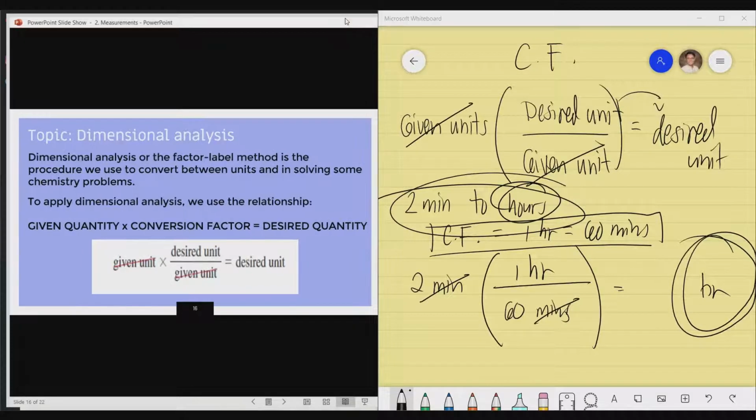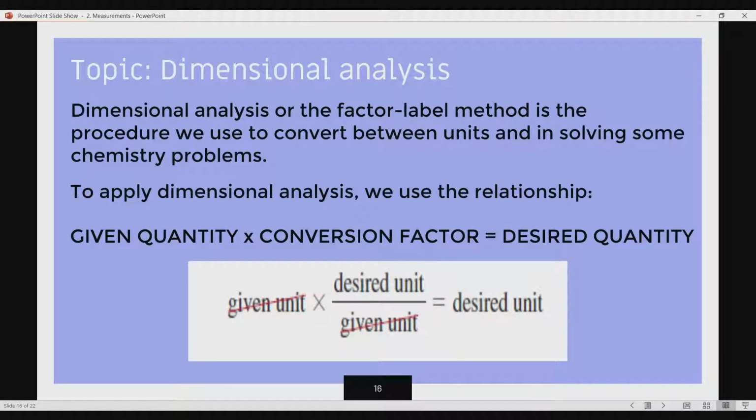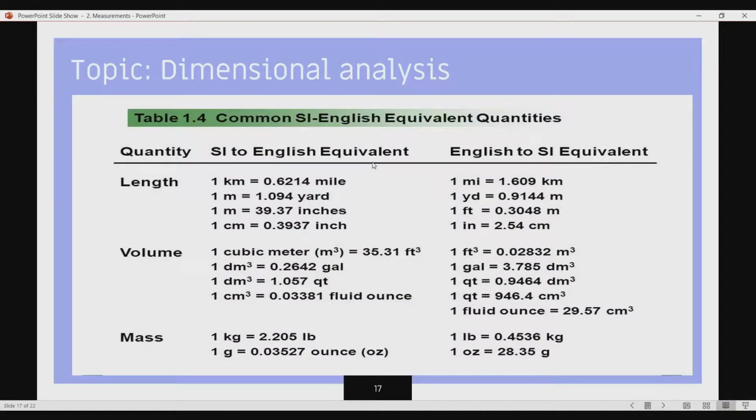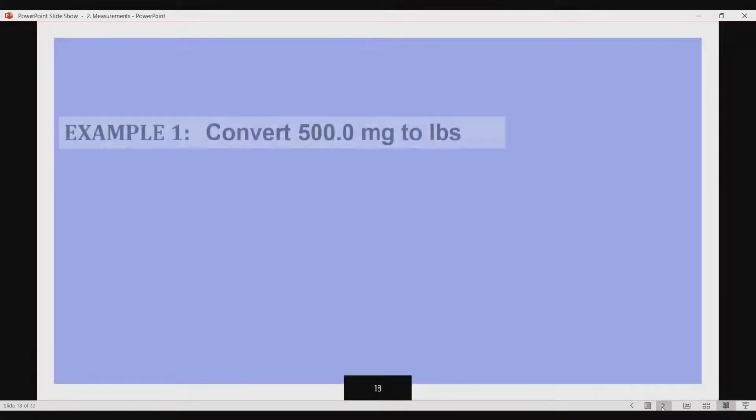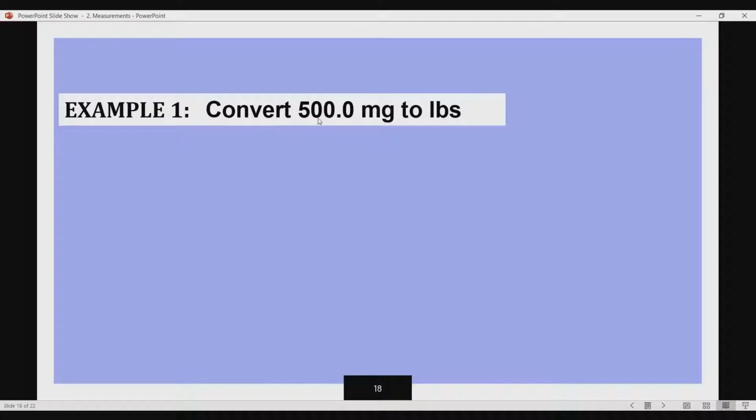Let me show you some series of examples. Okay? So, before that, sorry about that, let me just show you some of the common international system or SI unit of measurement converted to English unit equivalent quantities and vice versa. Okay? So, example. Let's start with convert 500.0 milligrams to pounds. Now, these are the conversion factors. 1 gram is equal to 1,000 milligram, and then 1 pound is equal to 453.6 gram.